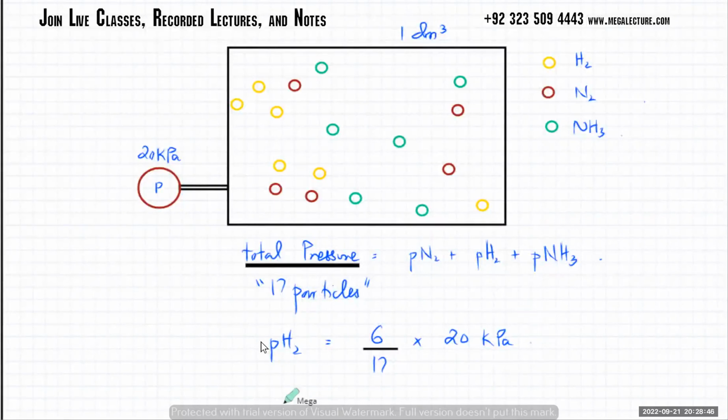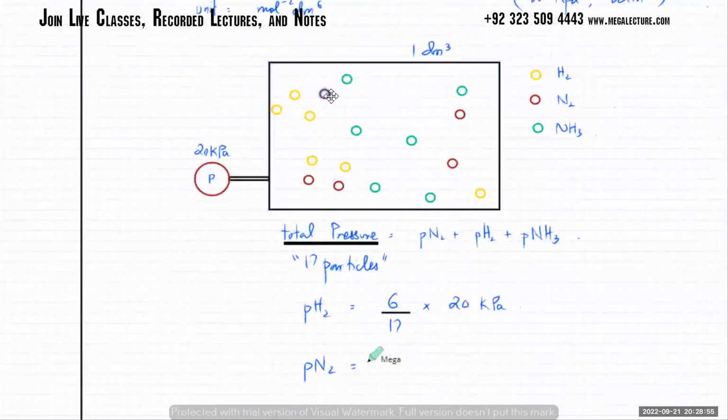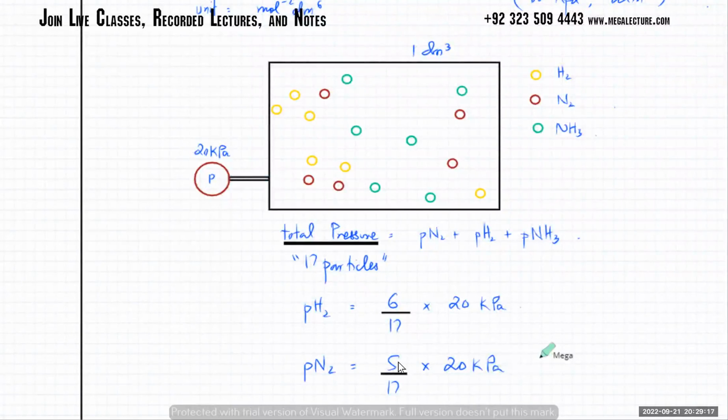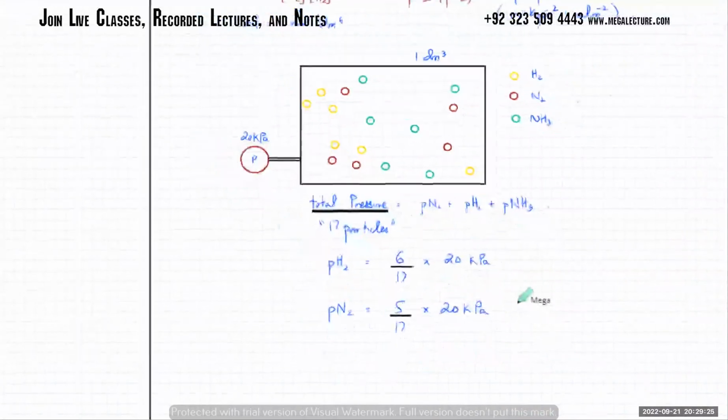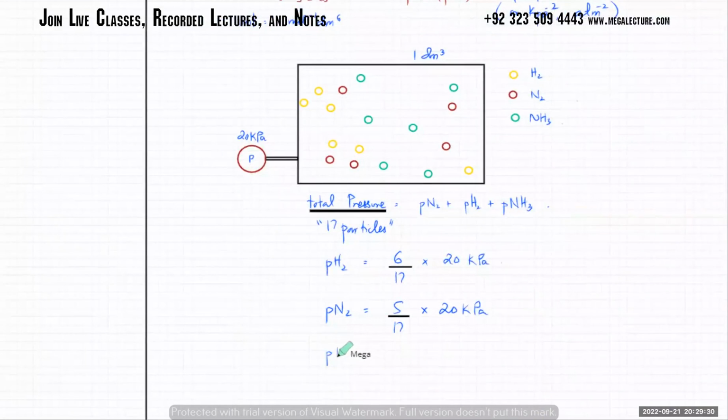What would be N2? Okay, how many particles do we have? N2 got 29% of it. You just have 1, 2, 3, 4, 5, right? 5 out of 17. 5 out of 17 is like 30 something, right? What about NH3? That's 1, 2, 3, 4, 5, 6. So the pressure that's exerted by NH3 will be 6 out of 17, right? 6 and 5 and 6 is that? 12 plus 5, 17. So 6 into 20 kilopascals. Can you tell me what the value is for each one of them?